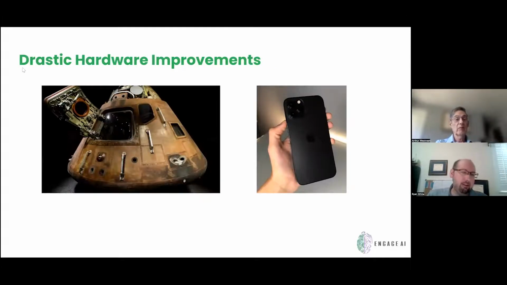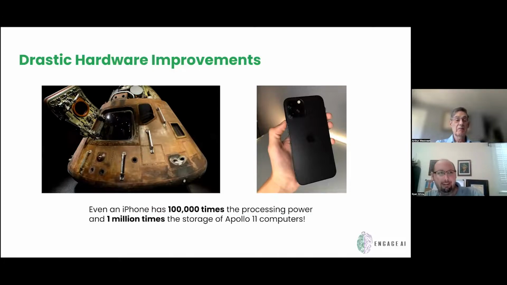And so to kind of bring this down to earth, and not bring it down to earth at the same time in a way, I wanted to do a quick comparison between the hardware available on the Apollo 11 spacecraft, or the Apollo 11 mission inside their spacecraft, versus an iPhone, which obviously is not a strong computer to us. I did a little digging and found that an iPhone is about 100,000 times greater in processing power and about 1 million times greater in storage capacity than the computers there.